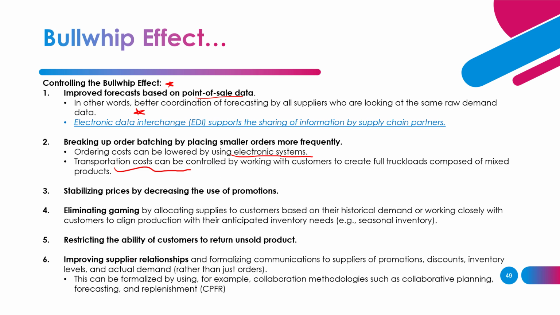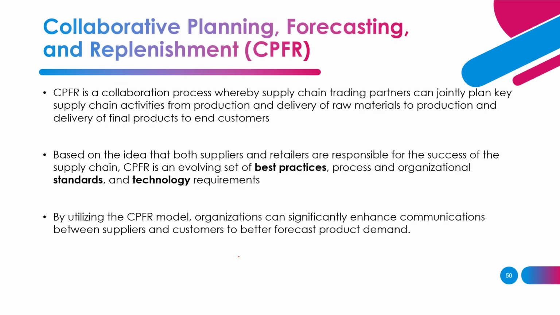That is with the help of a collaborative planning, forecasting and replenishment system. That means we should communicate with all the supply chain partners, talking about whether we are going to start promoting something, or provide some discounts, as well as talking about the inventory levels and the actual demand of the order. Okay, so this collaborative planning, forecasting, replenishment system is a very good system in order to control the bullwhip effect.